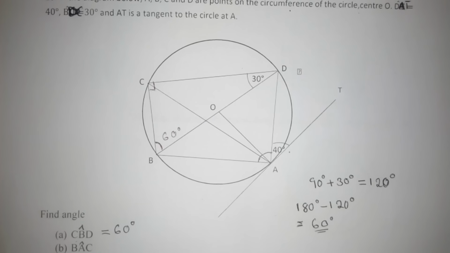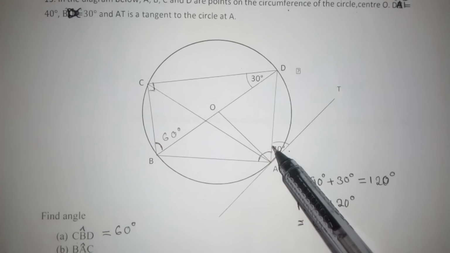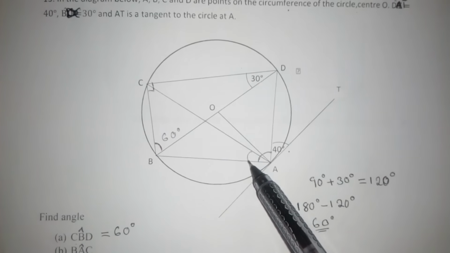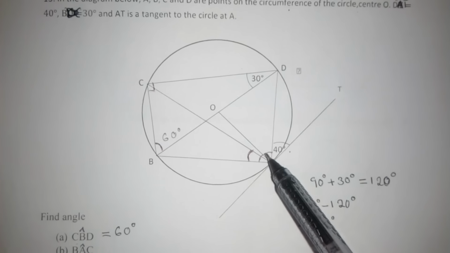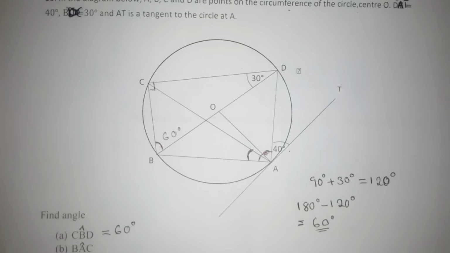So how do we find that angle? What are we going to use in order for us to find that angle? Sorry, it's supposed to be BAC, not D. It's this angle. This is the angle we are looking for, not this one, okay? So we are looking for this angle. So how do we find that angle?